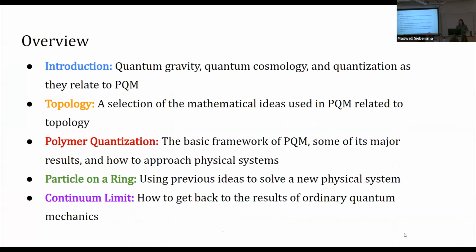Okay, so just to provide a quick overview of what I'm going to be talking about today. I'm going to start by introducing some of the major concepts and motivations that are important for polymer quantum mechanics. I'm going to explain some of the mathematical background that you need to understand the theory, specifically related to topology. I'm going to explain the main mathematical framework that underlies polymer quantization and some of the results we get from that. And I'm going to use that to talk about a particle on a ring, a new physical system that hasn't been solved to my knowledge until now, and how we can get back to ordinary quantum mechanics in a continuum limit.